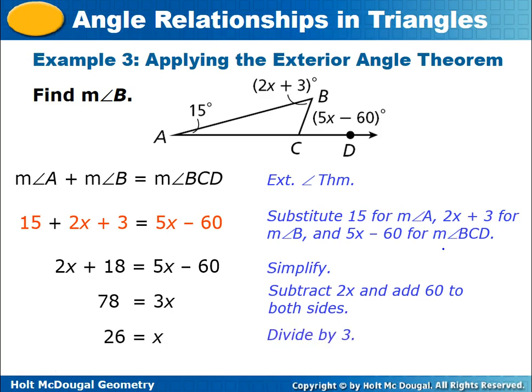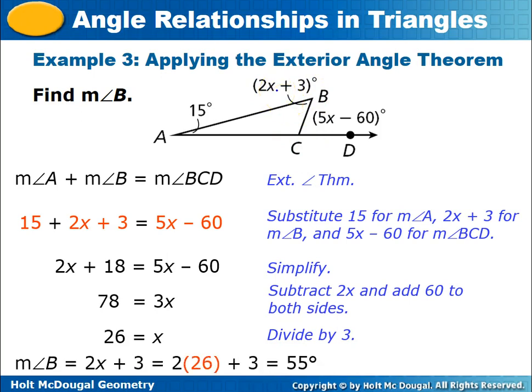Now, be careful, because there's always going to be an answer on there that is this value of x, but we need to plug that x back in. So it's asking us up here for the measure of angle B, which is 2x plus 3. So we're going to say 2 times 26 plus 3, and that's 55 degrees.